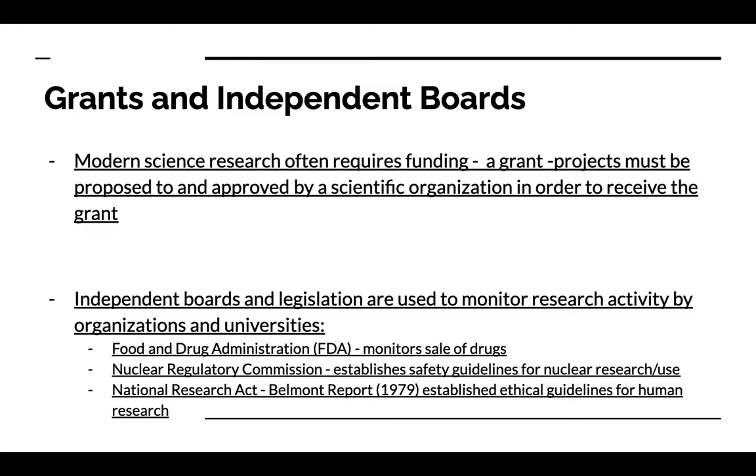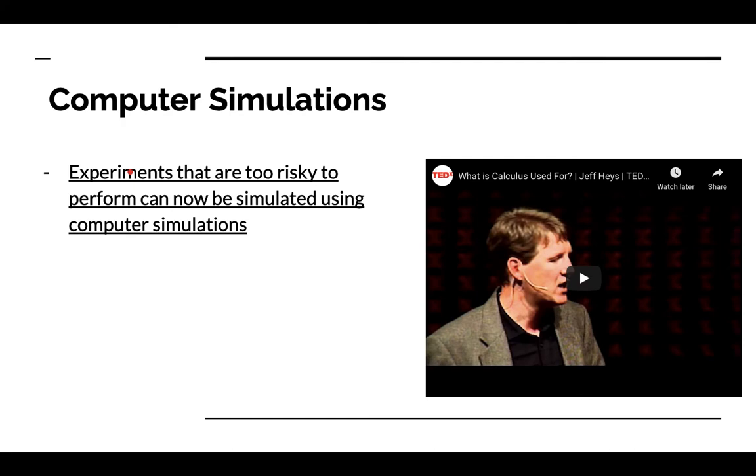So now this begs the question: what if we have an experiment that, if we could conduct it, would yield a lot of positive benefits for people, but it's just too dang dangerous to carry out? Even more dangerous than nuclear research, okay? And that is the case that happens. What do we do? Well, enter the matrix and welcome to the world of computer simulations.